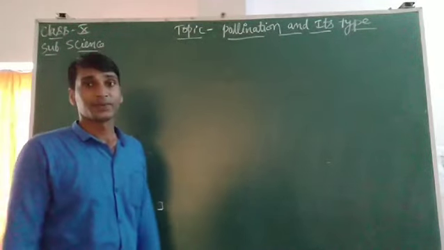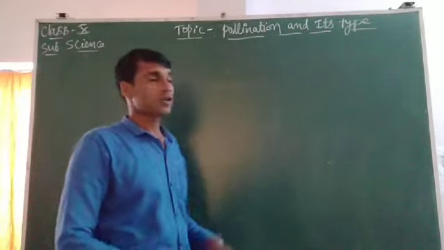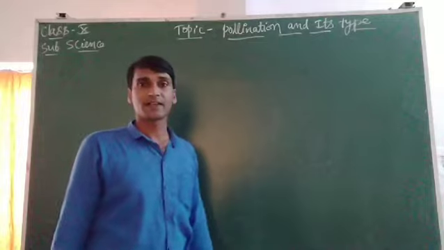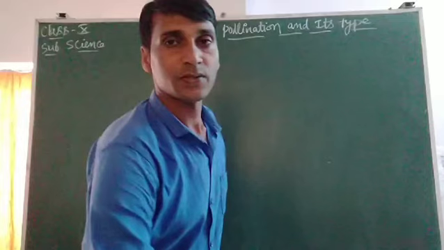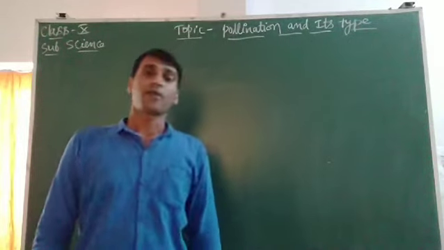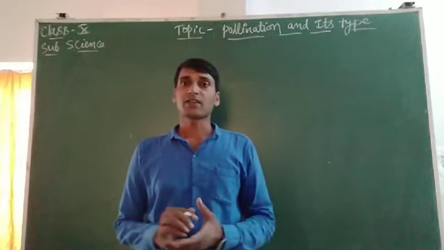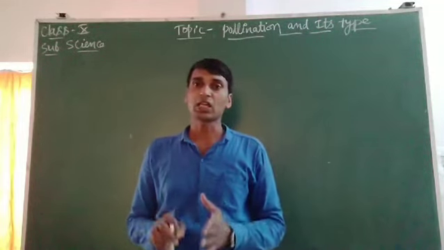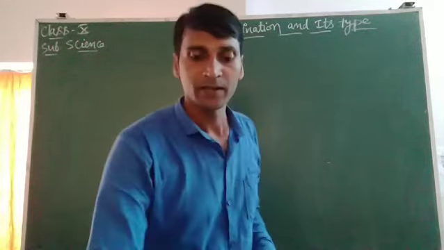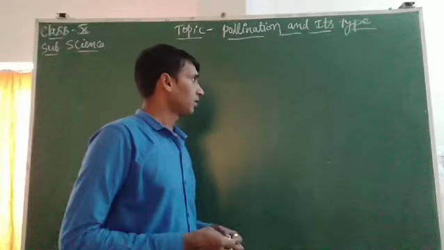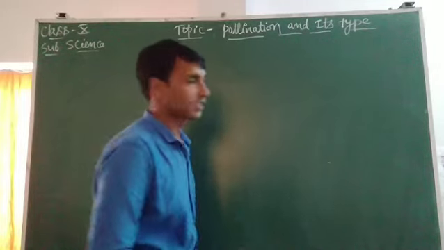In this live session, in this video, we'll discuss pollination and its types. Class 10, subject science. So, pollination and its types. What is pollination? Pollination means, in simple meaning, transfer of pollen grains from the anther to the stigma of a carpel. Roughly, we can draw the diagram so that you can understand easily.